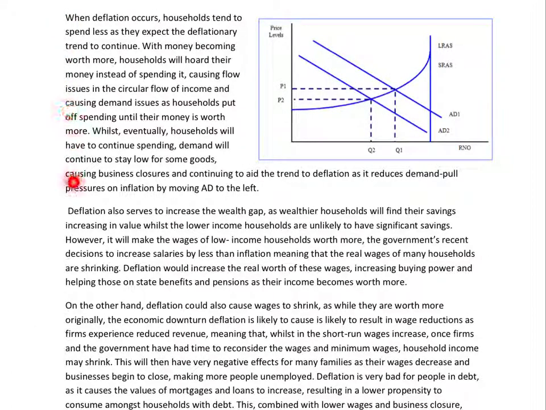So this bit here on deflation, all technically correct. The only thing I'd say about this is very theoretical argument. No relationship to a real world situation. Japan's had deflation. Abenomics in Japan, very famous example of a government trying to deal with deflation. I'd like to see some reference to that there.